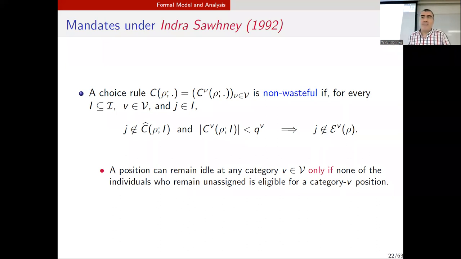A choice rule is non-wasteful if, no matter which set of individuals I pick, which vertical category V I pick, and which individual J I pick, if J is unmatched while there is an unmatched position at category V, then it must be the case that individual J is simply ineligible for that position.